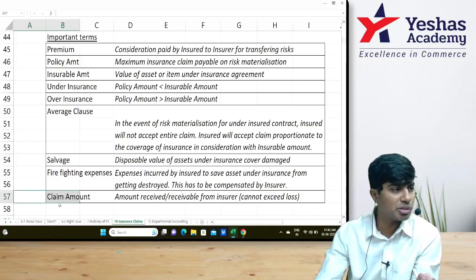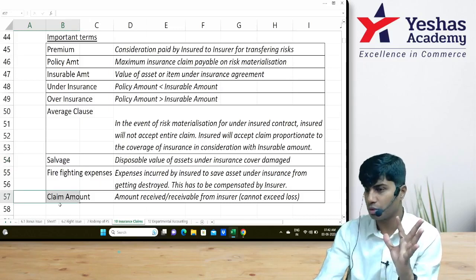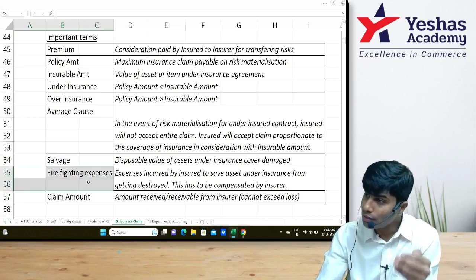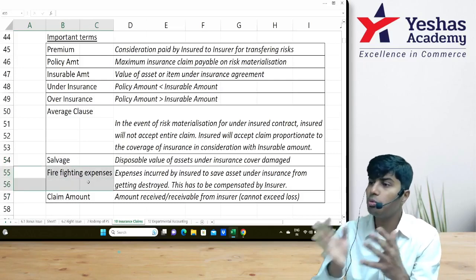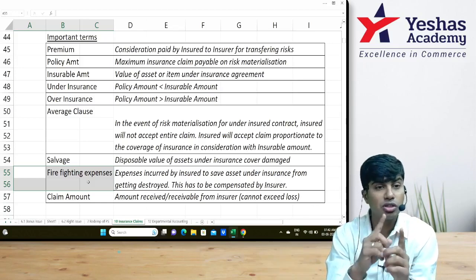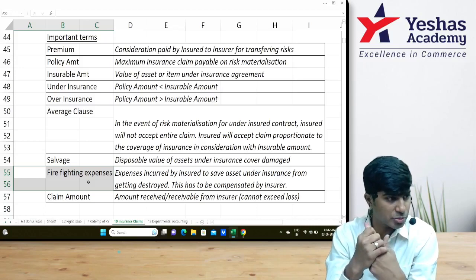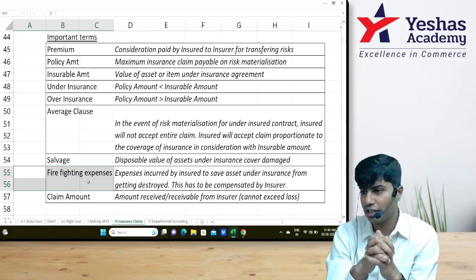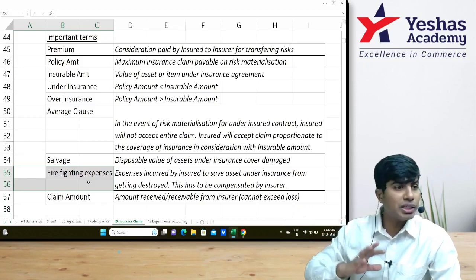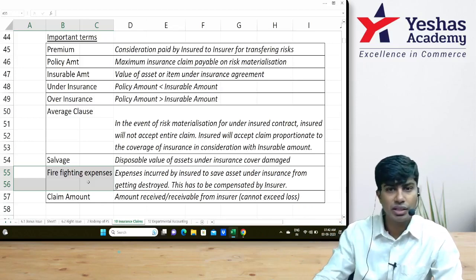As I told you, claim amount is the money that will be receivable from the insurance company. Firefighting expenses are such expenses incurred to reduce the amount of loss. Over and above the claim amount, the insurance company will reimburse the firefighting expenses. There is not going to be any profit made on firefighting expense. Actual expense incurred to fight the fire will be reimbursed by the insurance company to the insured. Are you getting this? Everyone?